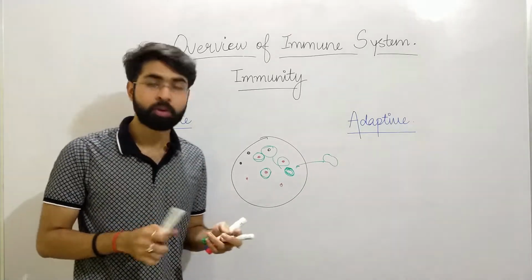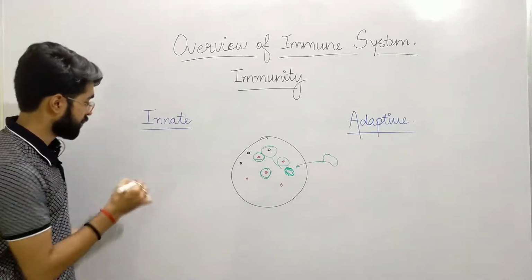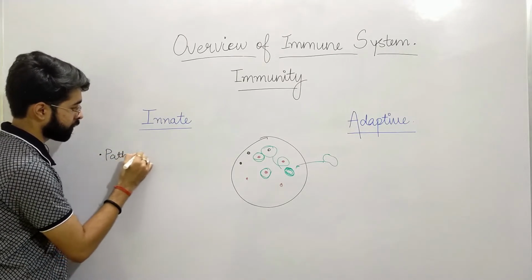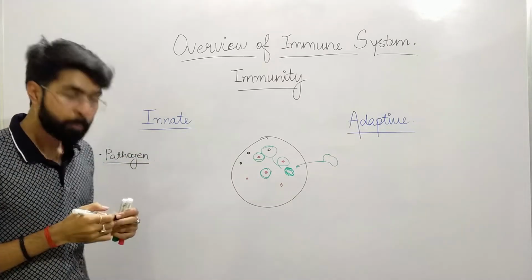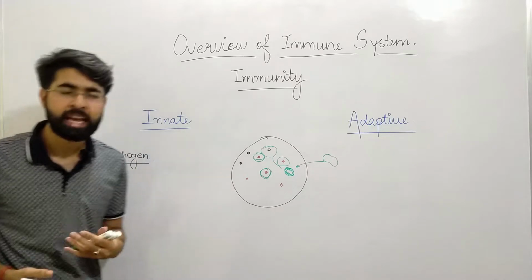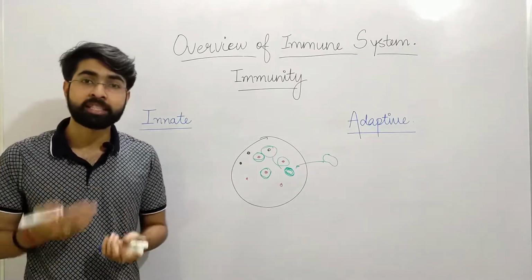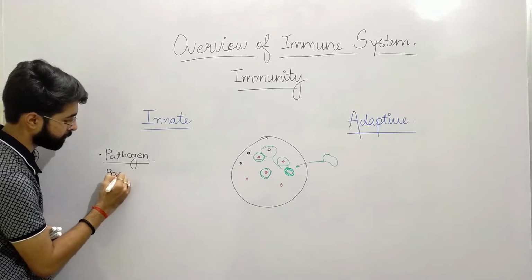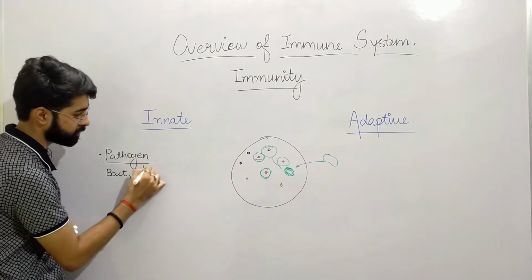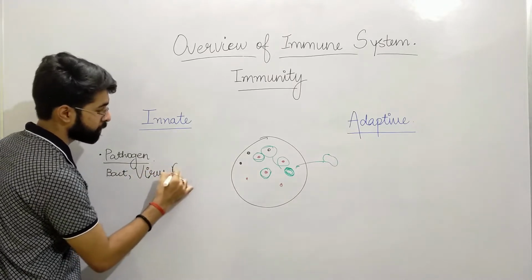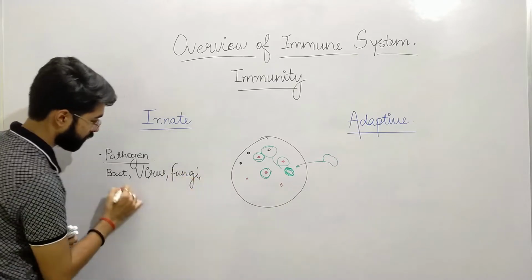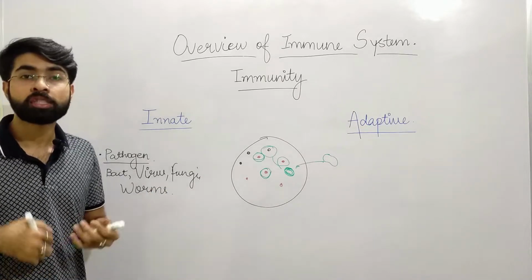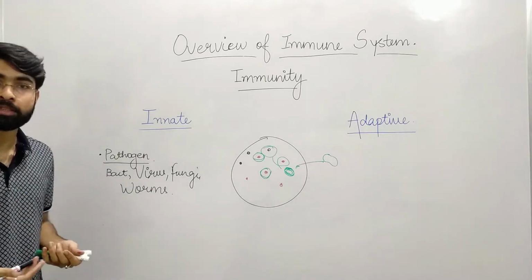First let me tell you what really is a pathogen. A lot of people are confused about what a pathogen is. A pathogen is any agent, anything that can cause a disease in our body. For example, these pathogens can be bacteria, virus, fungi, or worms. These things which can cause diseases in our body are known as pathogens.